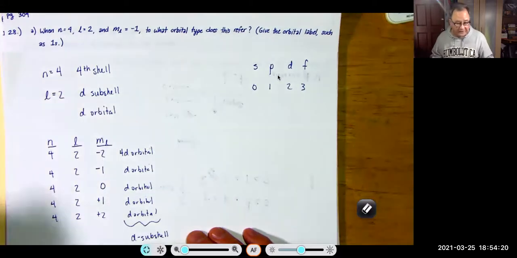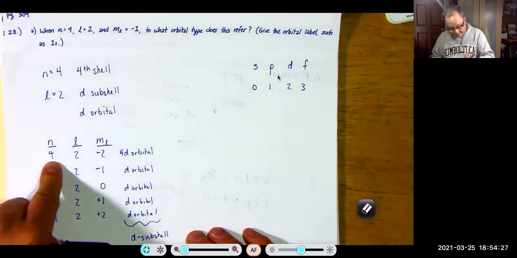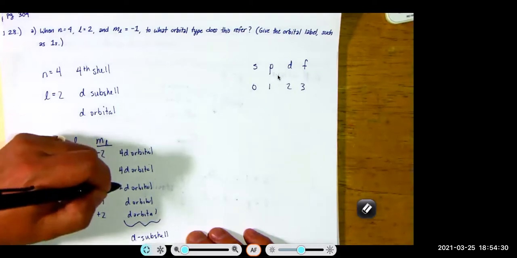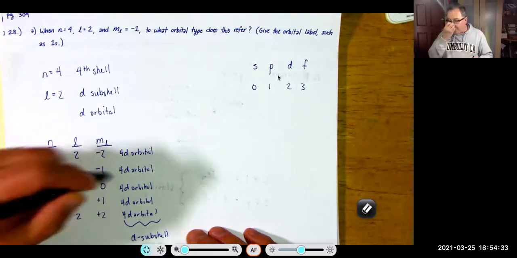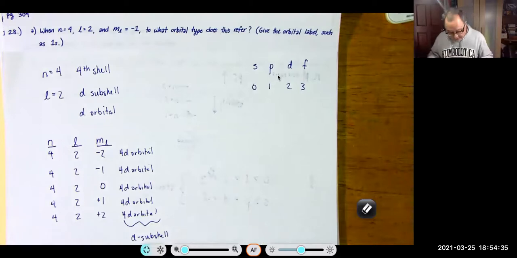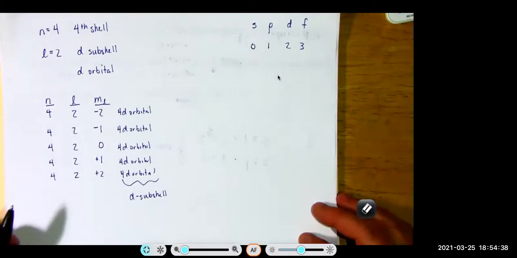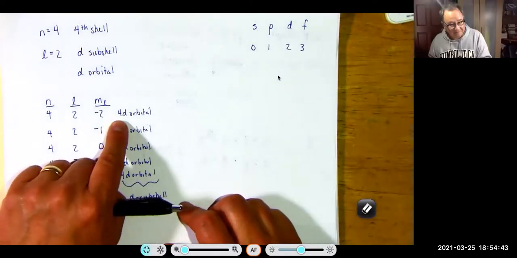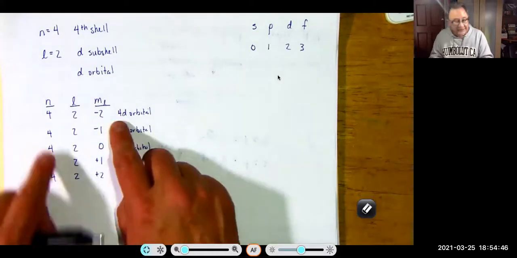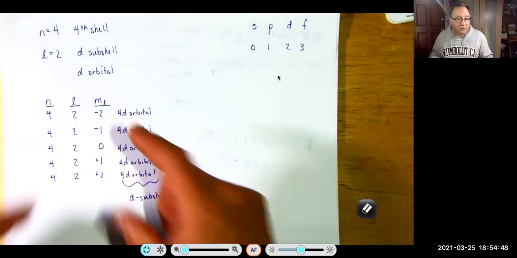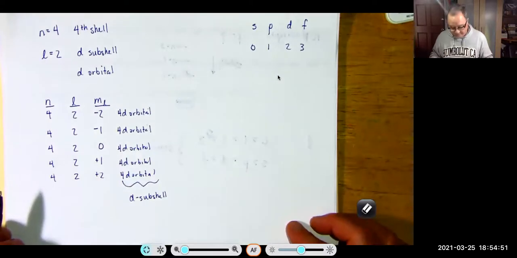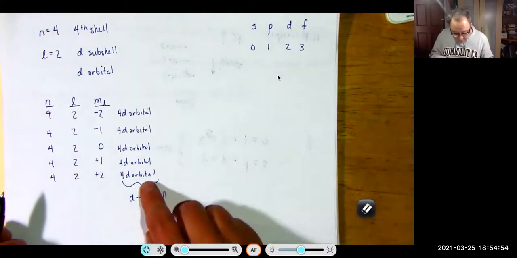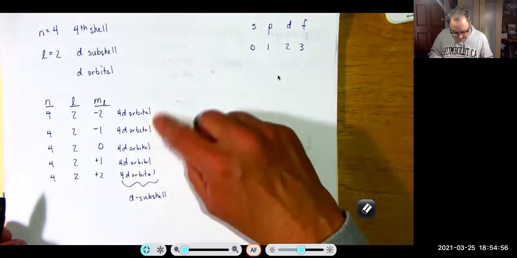So what does 4D mean? It's in the fourth shell. So you might be thinking, wait, I've heard of 3D, but I don't know what this 4D is. Is 4D like when you take acid? No. 4D means fourth shell. You with me? So 4 tells you the shell, D tells you the subshell, and D tells you the orbital type. So there are 5 orbitals in this D subshell.